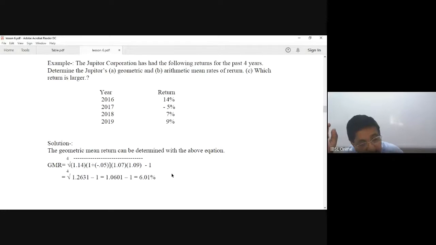If you have a Texas Instruments calculator, then you have a YX key. You put 1.2631 and press YX, then press 4 and 1 over X. Then you will get the value, if you have that type of calculator. But I think most of you have Canon and Casio type calculators, so you can do it this way. I don't think that it will be an issue.